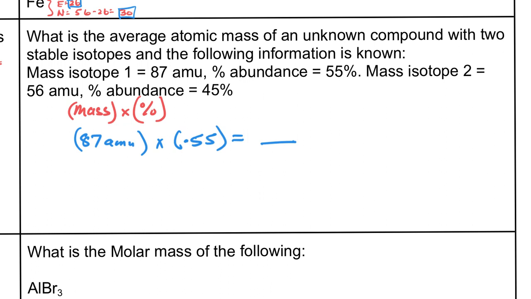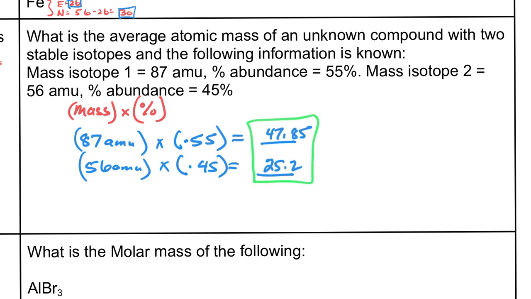And then we'll do the other one, which is the mass of 56. And so we'll do 56 AMUs, multiply that by the percentage in decimal form. In this case, the 45 gives us 0.45 when you divide the 45 by 100. And so that'll be that. And then that'll give us a value too. So when we do the math here, overall, the values that we get are 47.85 at the very top, and then 25.2 at the bottom.